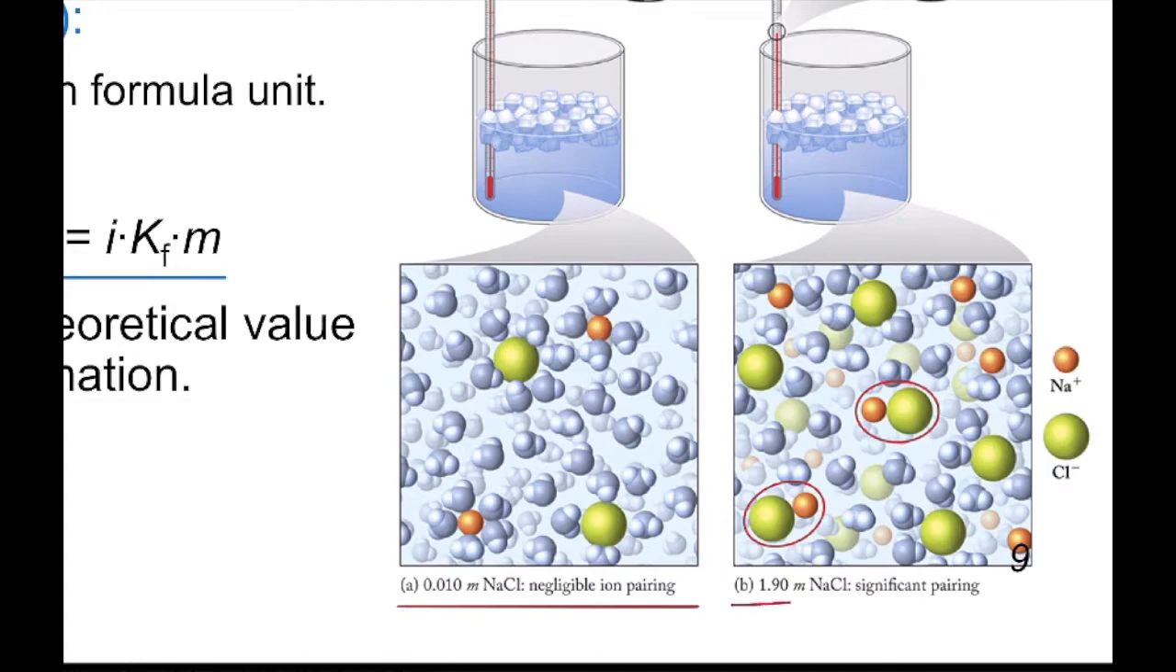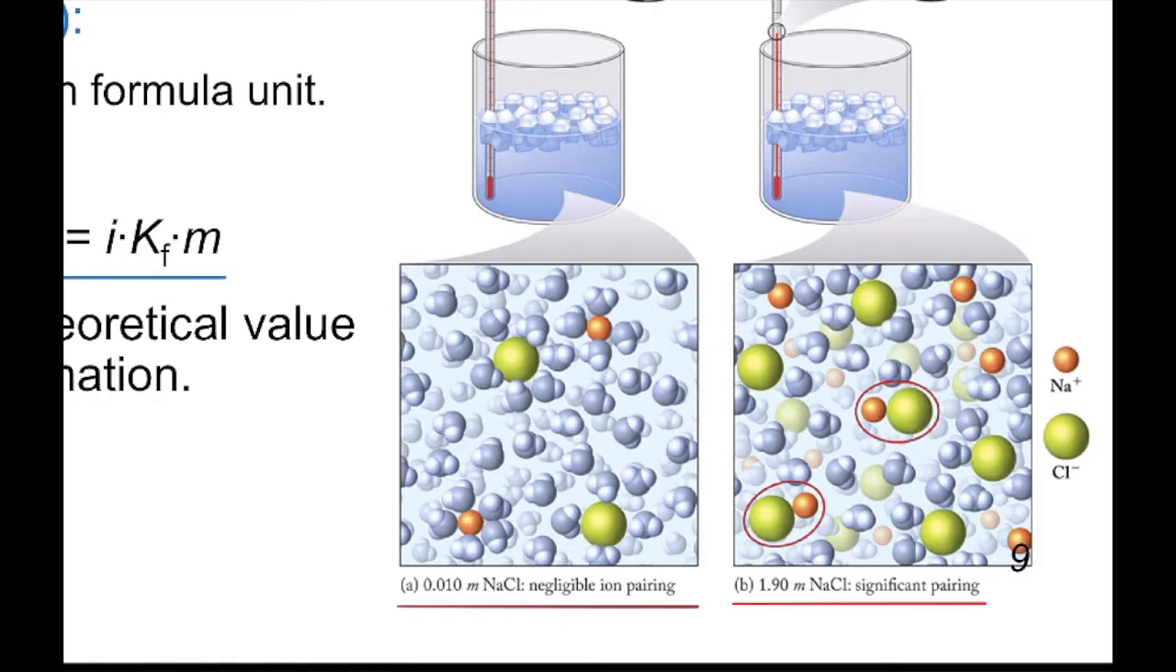But as the concentration gets high, what happens is this ion pairing, right, which is shown here circled in red. So some of the ions are acting as individual ions, others are acting as paired ions. So the Van't Hoff factor, instead of being 2 in this case, would be a little bit less than 2, maybe 1.7, 1.8, or something like that.